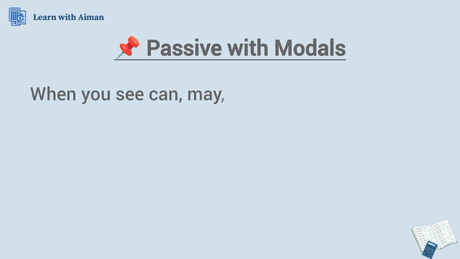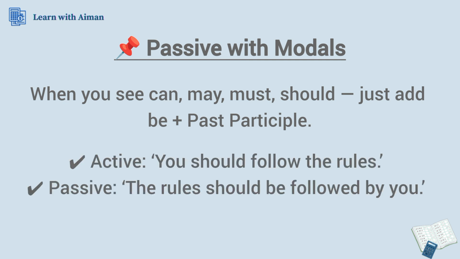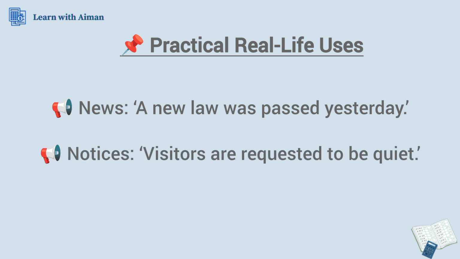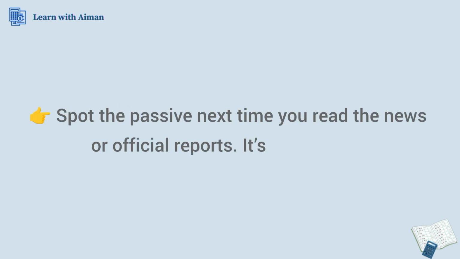Passive with modals: when you see can, may, must, should, just add be plus past participle. Active voice: you should follow the rules. Passive voice: the rules should be followed by you. So simple, right? Okay, so practical real life uses. Here's how you see passive in your daily life. News: a new law was passed yesterday. Notices: visitors are requested to be quiet. Scientific: the experiment was conducted by experts. Spot the passive next time you read the news or official reports.